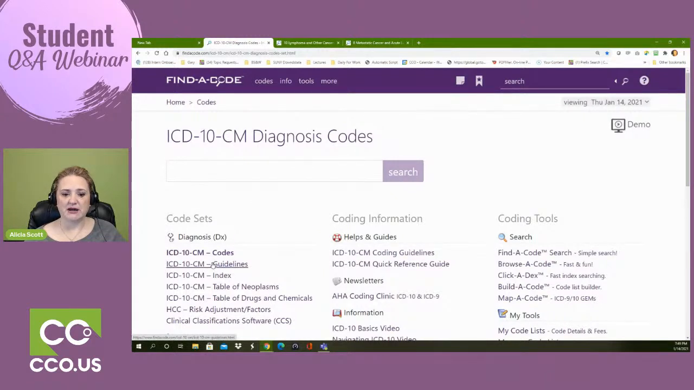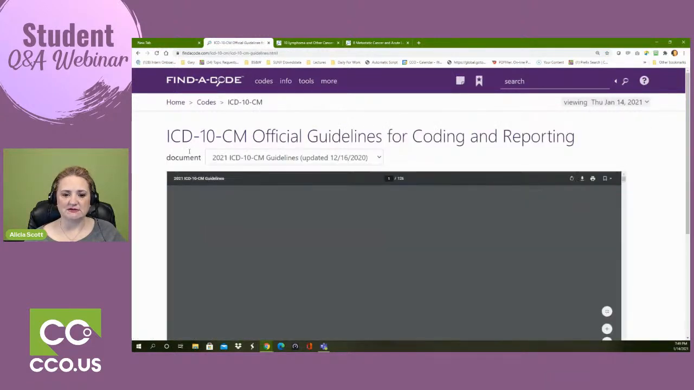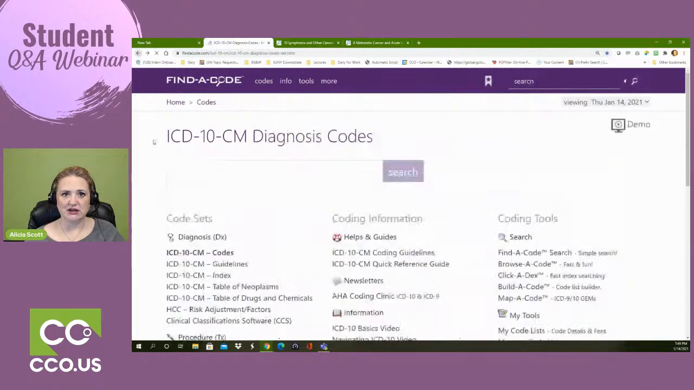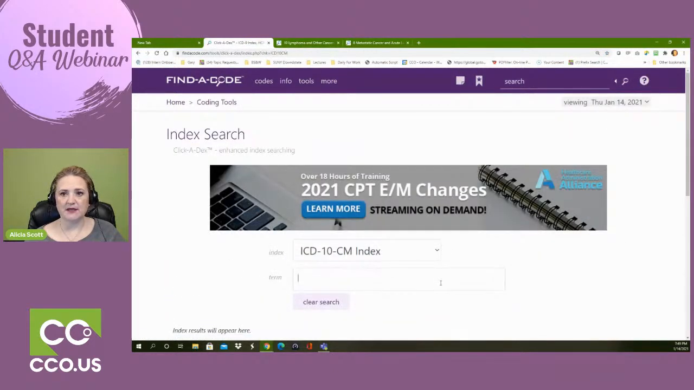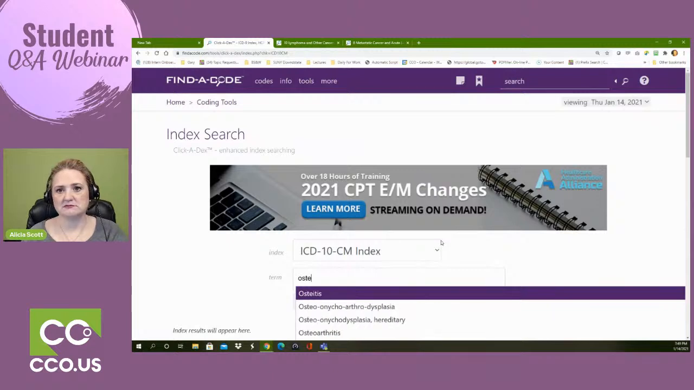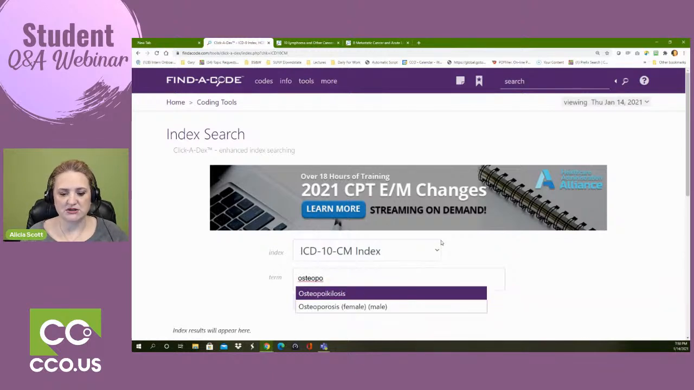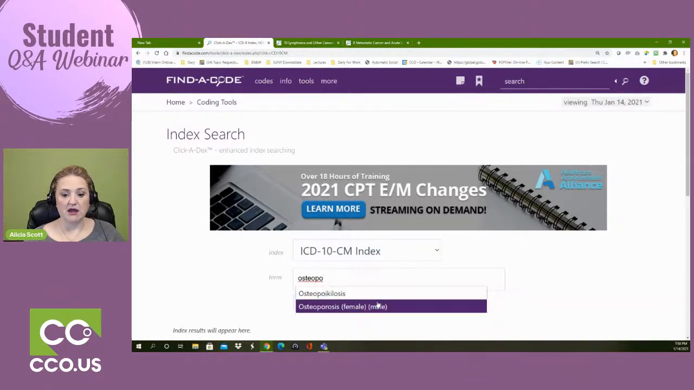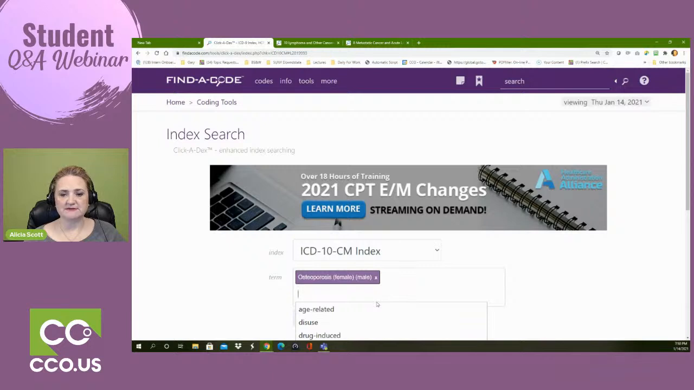So we're going to go back. Oop, that's the guidelines. I didn't want that. Sorry, I'm looking at two monitors, my little eyeballs. We want the index. And then osteoporosis. Male and females can have osteoporosis.